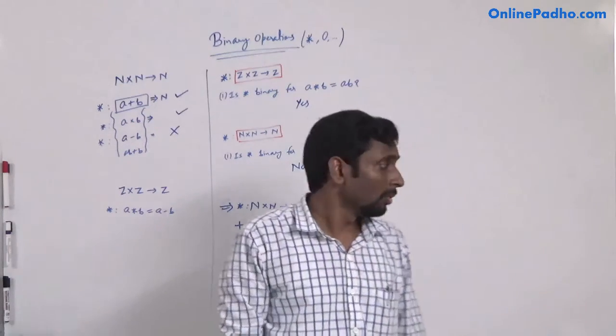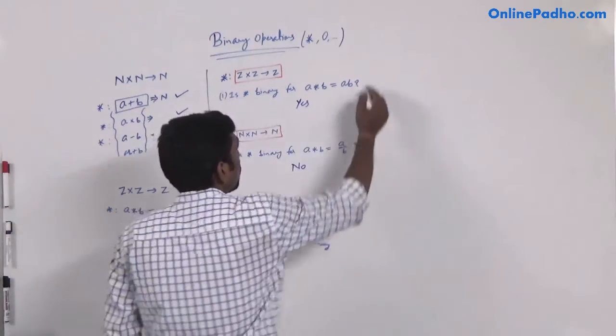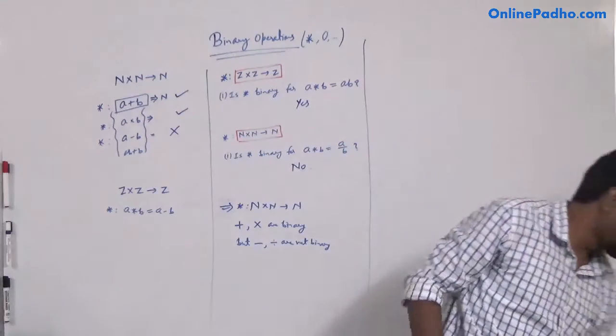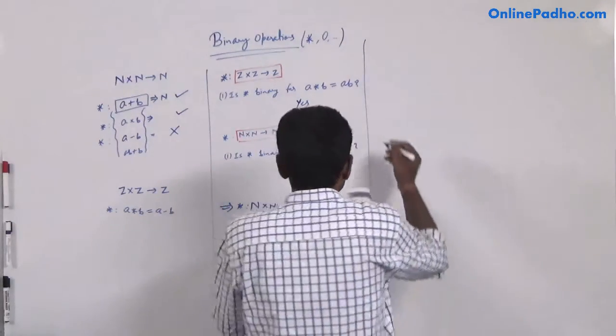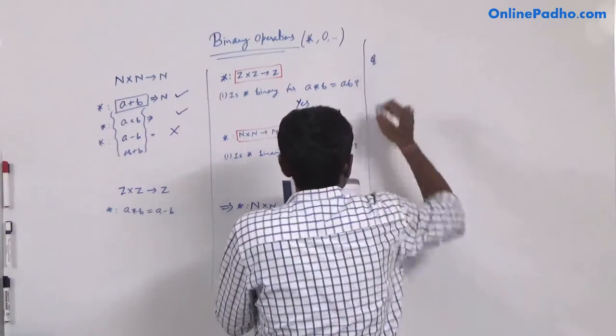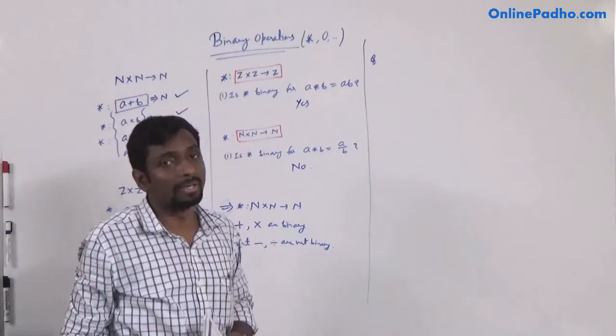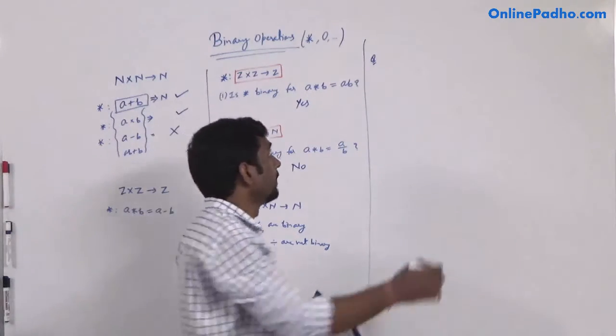Right? So this is a very important question for 1 mark. Is star a binary operation? Let us see from some examples. The question is, check whether the following are binary or not.